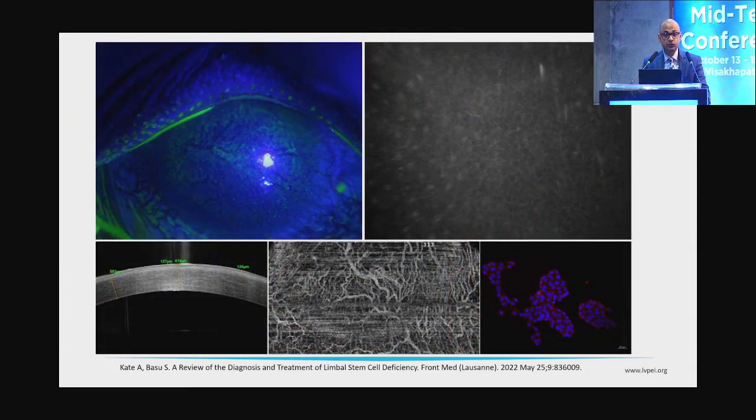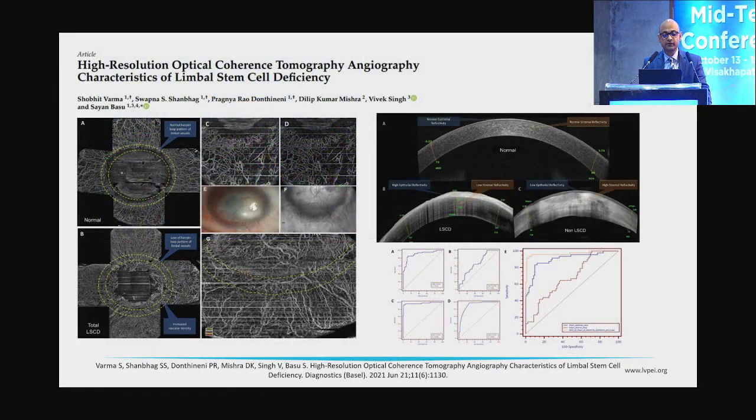There are many ways of diagnosing this condition, and confocal microscopy and impression cytology play an important role, but they are mostly relevant for research. What we have found is that for limbal stem cell deficiency, a simple OCT line scan is actually most accurate, and it gives you a lot of information. If you have access to angiography, that also helps.